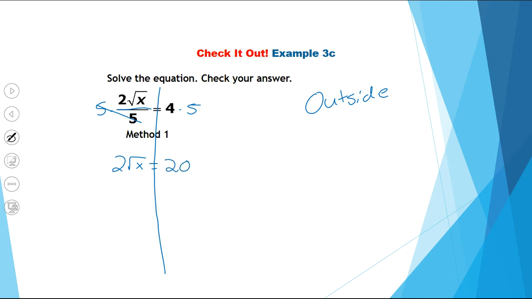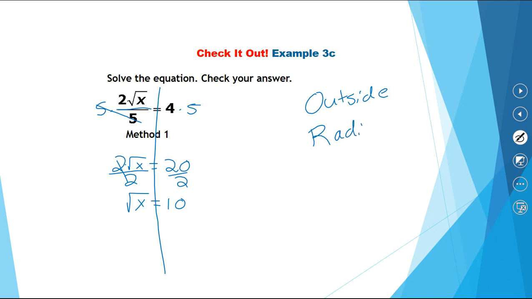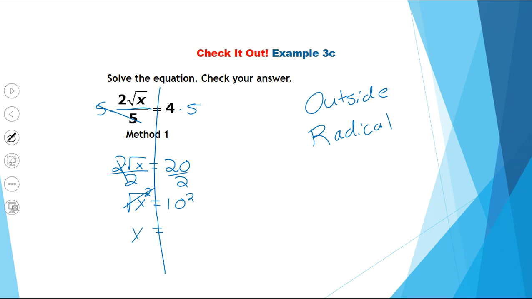All right, I still have this 2. This 2 is still on the outside of the radical. I still need to get rid of it. And again, it's being multiplied to the square root of x. So if I'm multiplying by 2, I'll get rid of it by dividing by 2. The square root of x equals 10. And now there's nothing left outside my radical, so I'm going to take care of the radical now. I'll square my radical to remove the square root, and I'll have x equal to 100.